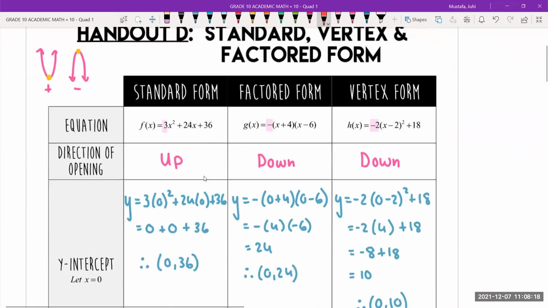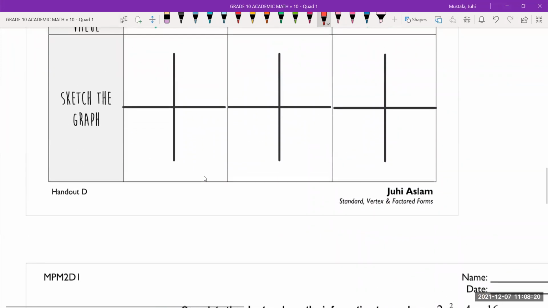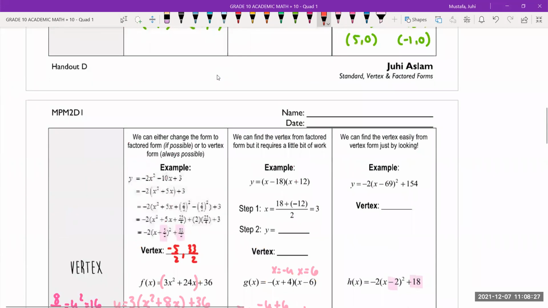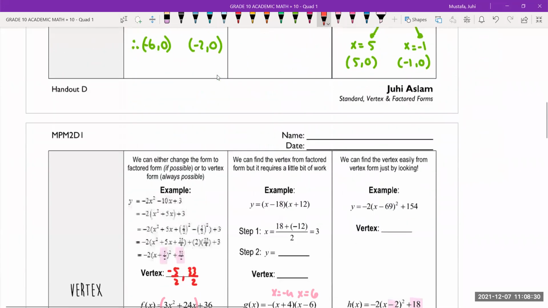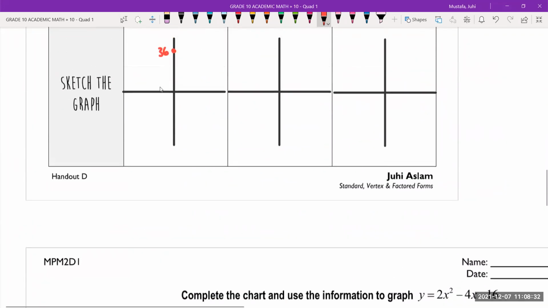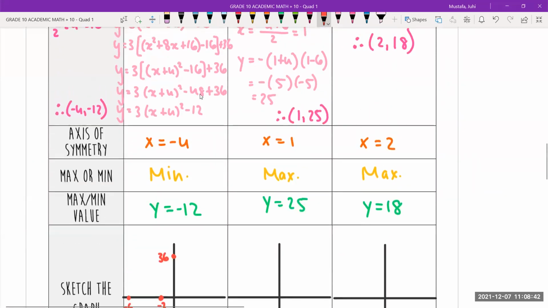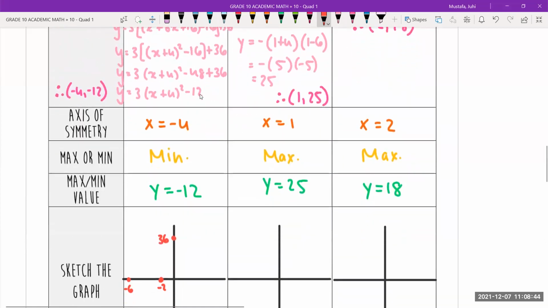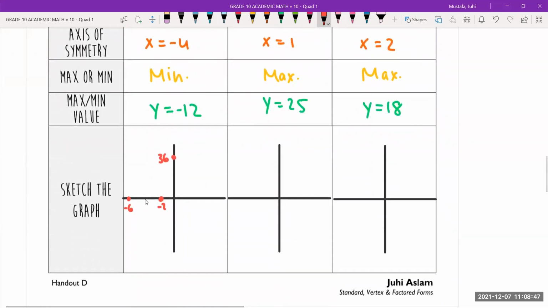So I know my y-intercept is at 0, 36. So I'm just going to make a point right here, and this is going to be 36. I also know my x-intercepts are -6 and -2. So approximately this is -2 and this is -6. Because it's a sketch, you don't have to be very, very accurate. And I also know my vertex is at -4, -12. So I'm going to say this is -4 and approximately here it's -12.